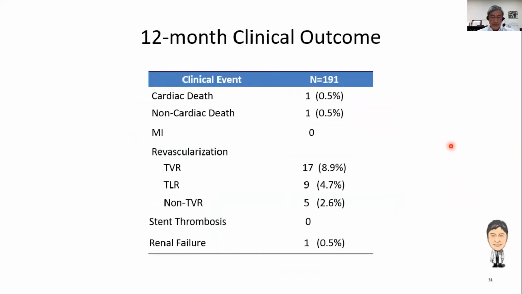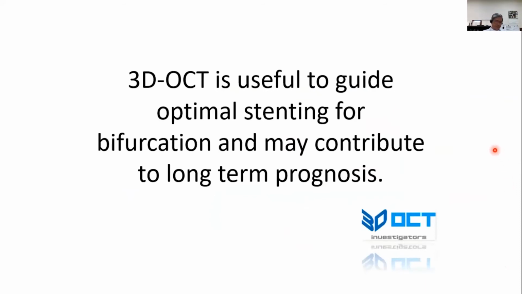12-month clinical outcomes show cardiac death 1, TVR 9%, and renal failure 1 case. I think 3D OCT is useful to guide optimal stenting for bifurcation and may contribute to long-term prognosis.